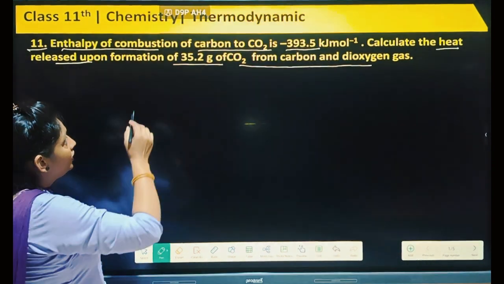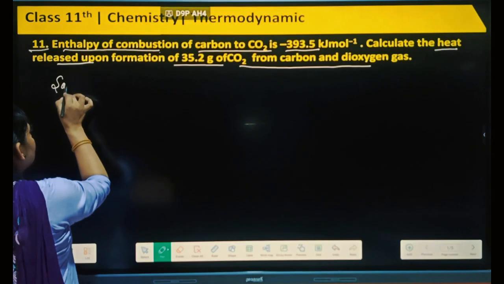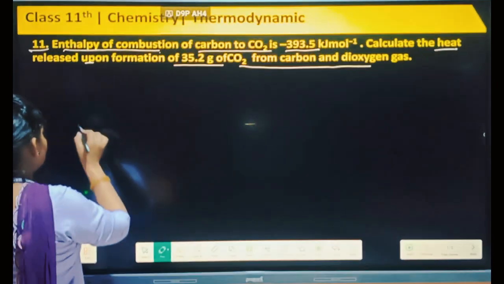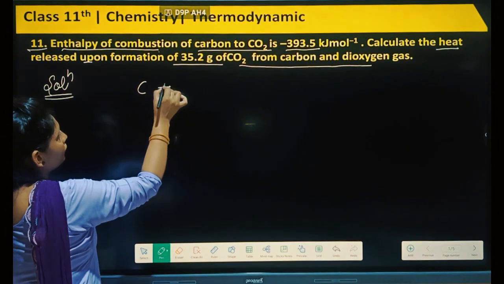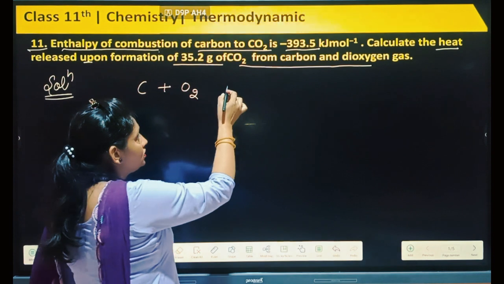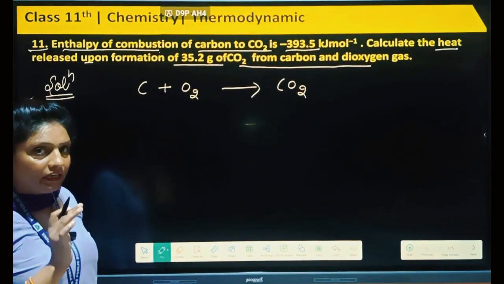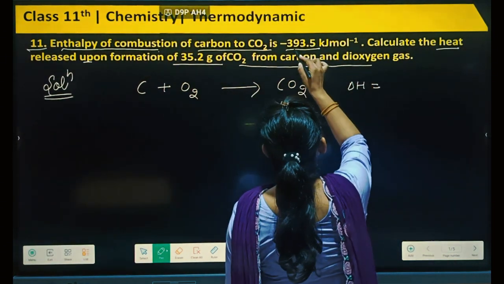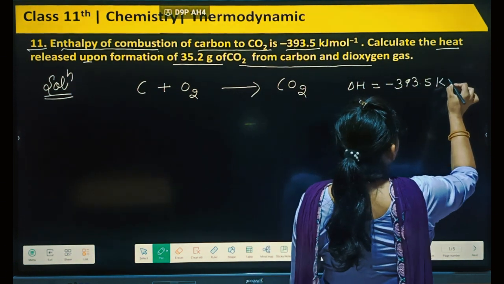So students, here you are doing combustion of carbon. Combustion means burning in presence of oxygen. So after combustion, carbon is giving us CO2. And students, the heat released during this process is given to us, that is minus 393.5 kilojoule per mole.